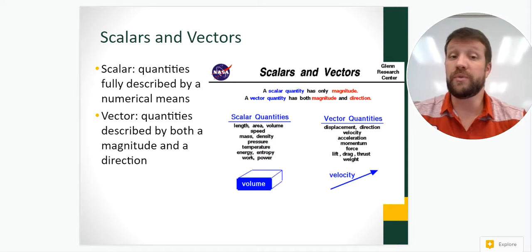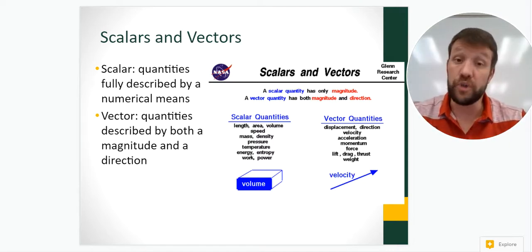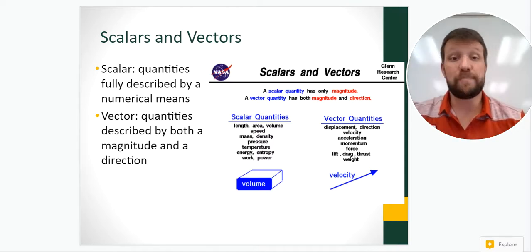A great way to note this is the difference between the terms speed and velocity. That's something we'll cover more in Unit 1, kinematics. A speed is something you would see on a speed limit sign. It has just a number. You're not supposed to go above that number, right? Not that anyone ever does. But a speed limit sign is a scalar.